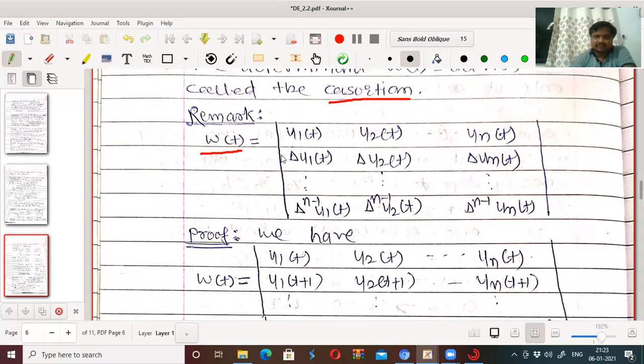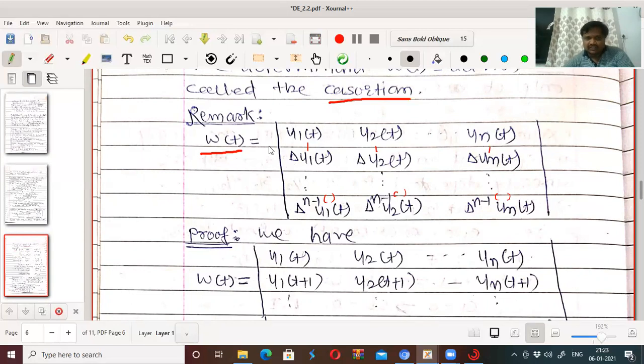Now this is parallel with the differential equation. What was there in the differential equation? It was u1', u2', up to un', then u1^(n-1), u2^(n-1) up to un^(n-1). So now the derivative is replaced by the difference only, and that is called the Casoratian in place of the Wronskian.